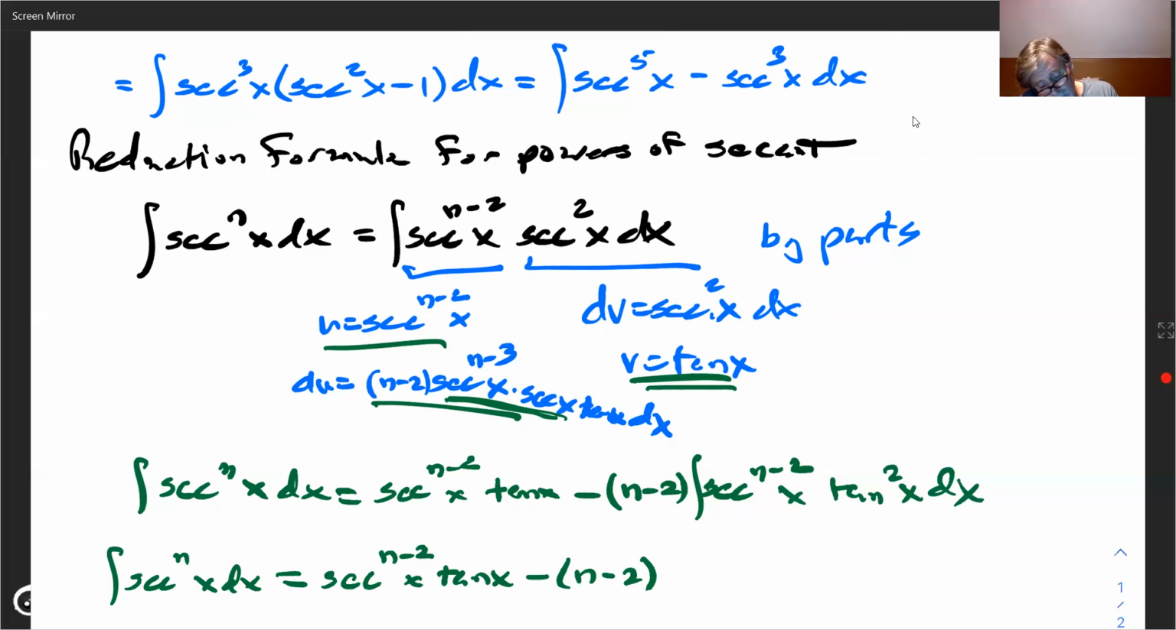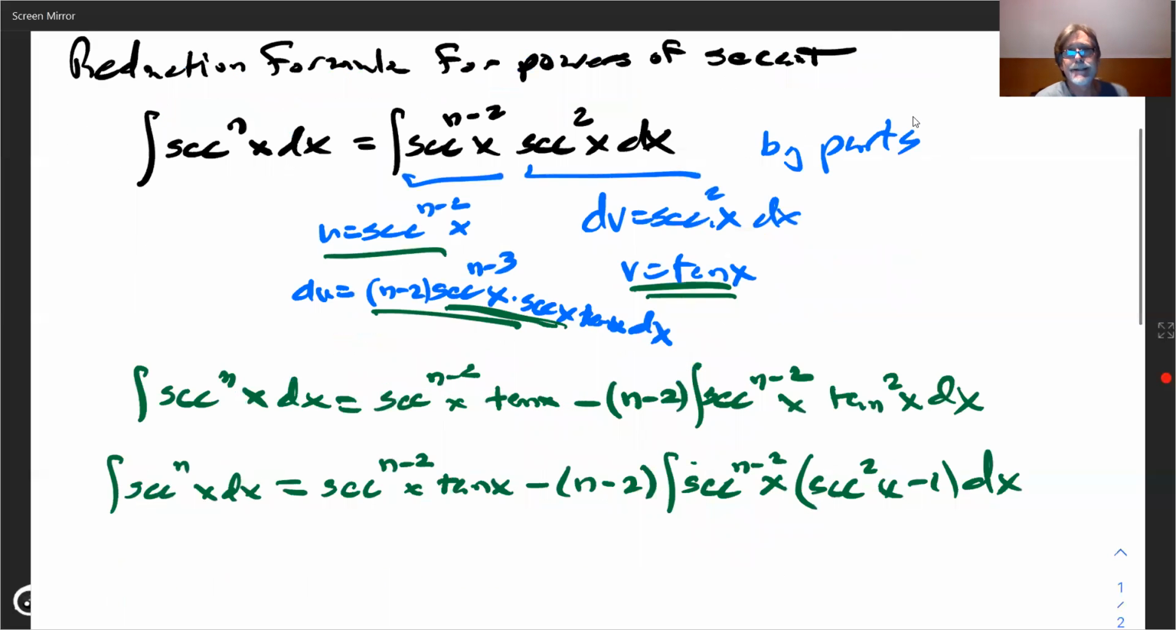And watch this. We're going to write it as secant^(n-2) x. And what does tangent squared do? It becomes secant squared x, take away 1, dx. Oh my goodness gracious. Okay, so we have the following.